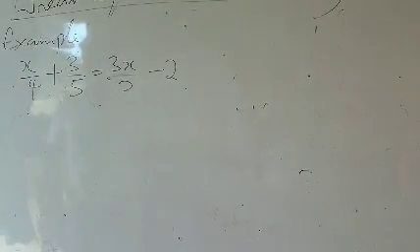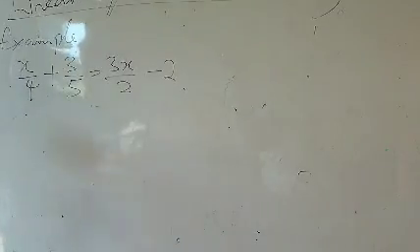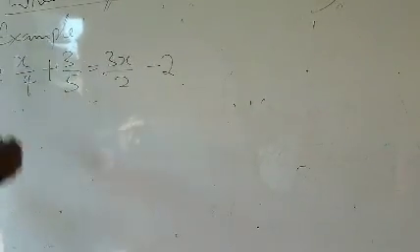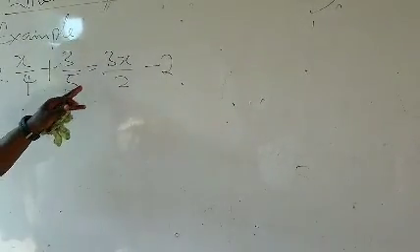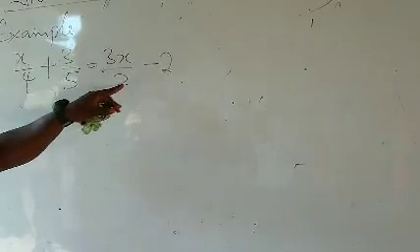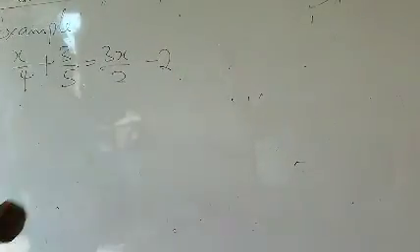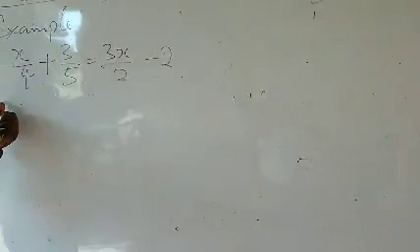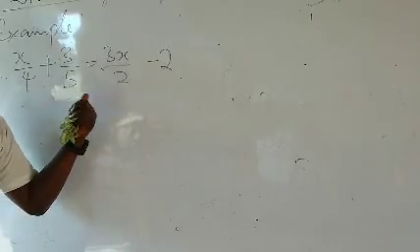Now let's look at this problem. They ask us to solve this question: x over 4 plus 3 over 5 is equal to 3x over 2 minus 2. Now if you want to solve for x, look at the denominators. What are the denominators? 4, 5 and 2.